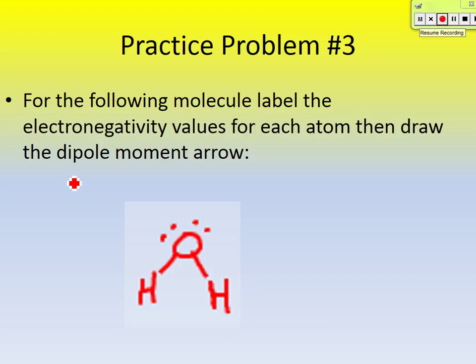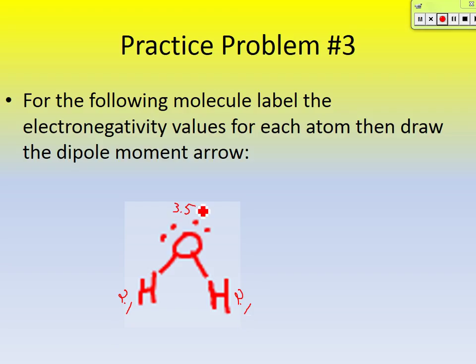Okay, guys, let's see how you did with this one. Hopefully, the hydrogen is 2.1, so you wrote 2.1 as an electronegativity value. This one's 2.1 as well. What about the oxygen? Well, it's 3.5.